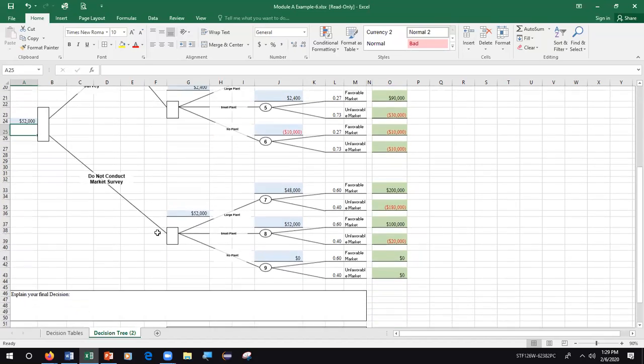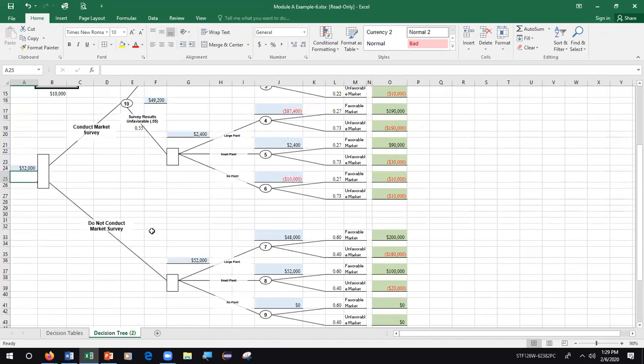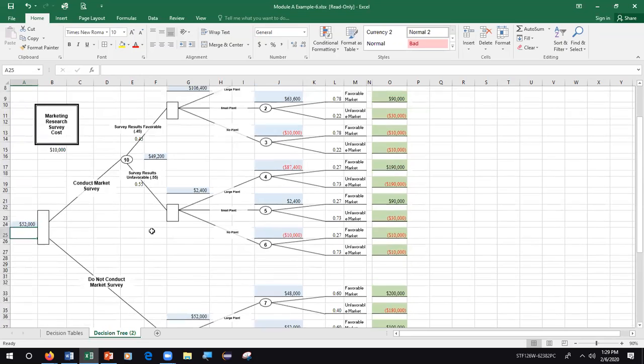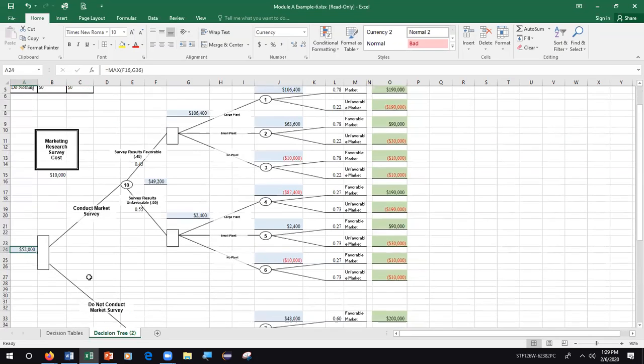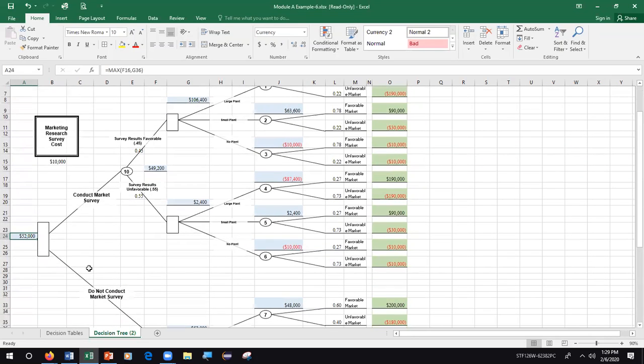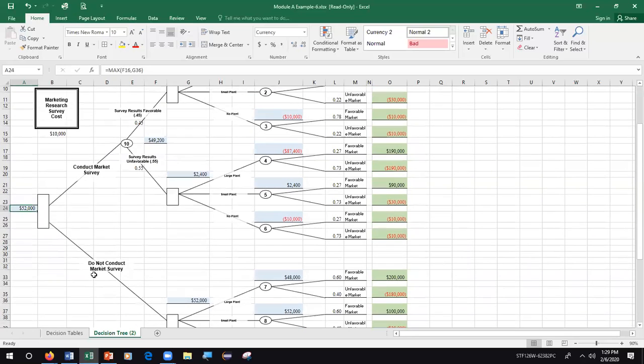So that's our decision tree. Any questions on that? Can you look at the last one more time? This one here? Yeah, that is equal to the max of this and this. Does that make sense? That 52,000 down there at the bottom. There we go. So it's equal to the max of those.